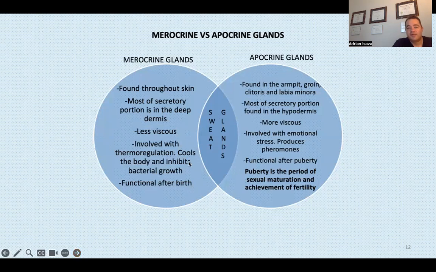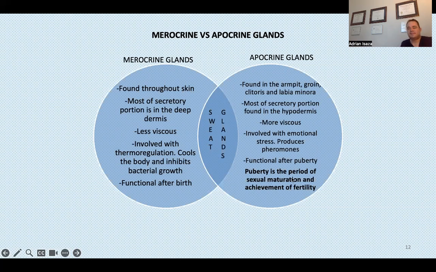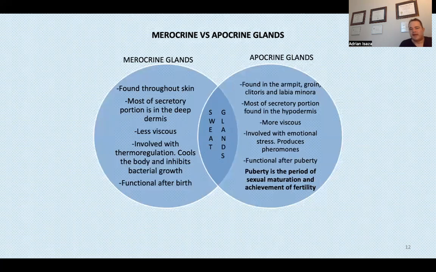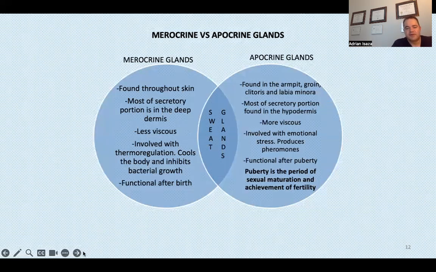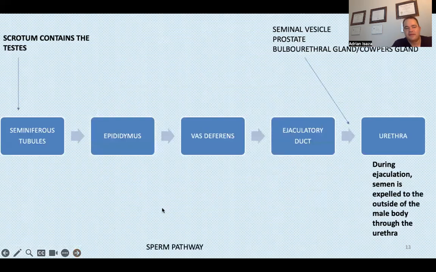Apocrine versus merocrine, these are exocrine glands, right? So apocrine glands, right, it talks about the armpit, groin, clitoris, labia minora. And it's more viscous. Anyway, puberty is a period of sexual maturation and achievement of fertility, right? So that's the concept here behind this one. Know what puberty is. That's one of your reproductive questions.